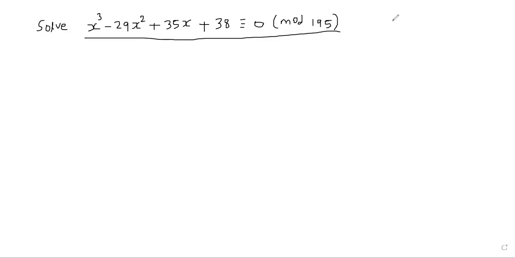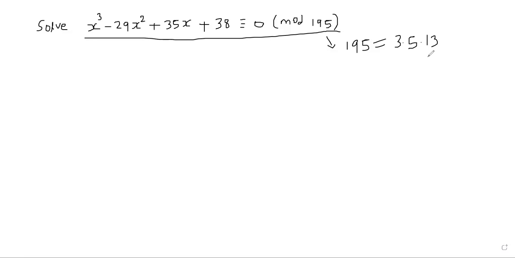195, I can factor it as follows. 195 is the same as 39 times 5, which is the same as 3 times 5 times 13, right? If you multiply these, 3 times 5 is 15, 15 times 13 is 195. Since we are able to easily factor this number, we can solve it using smaller moduli. Instead of working with modulus 195, we will work with 3, 5, and 13.